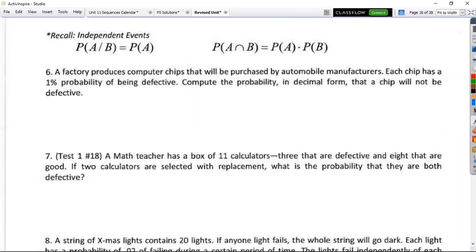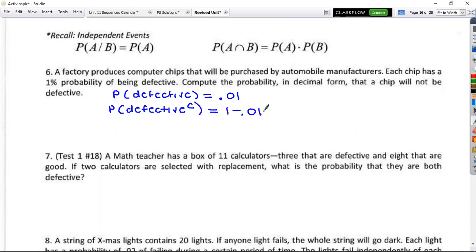A factory produces computer chips that will be purchased by auto manufacturers. Each chip has a 1% probability of being defective. The probability of being defective is 0.01. Calculate the probability that the chip will not be defective. I'm sure you can do this without showing any work whatsoever, right? So what is the complement? You got it. That's it. Again, super quick and easy.